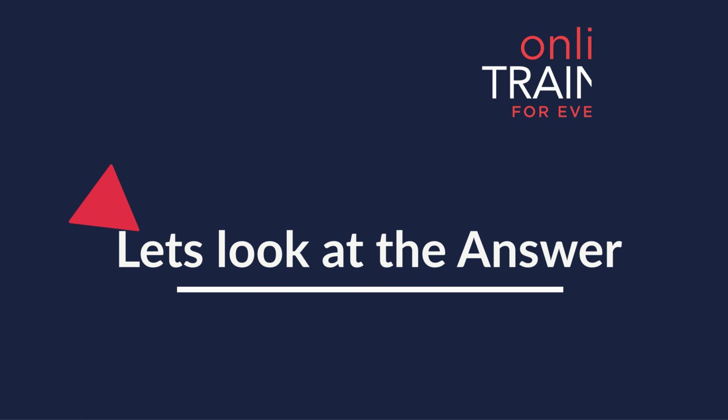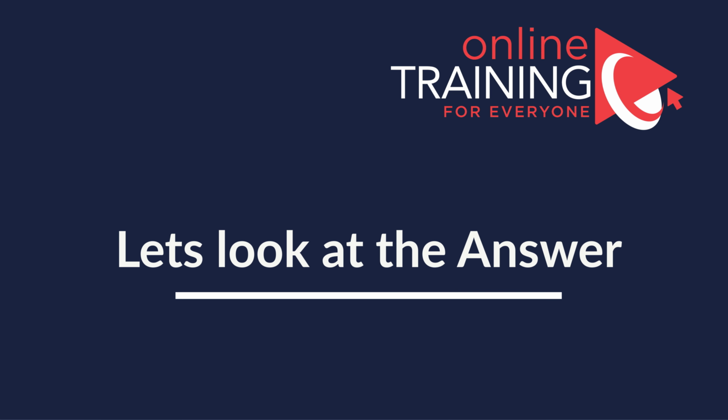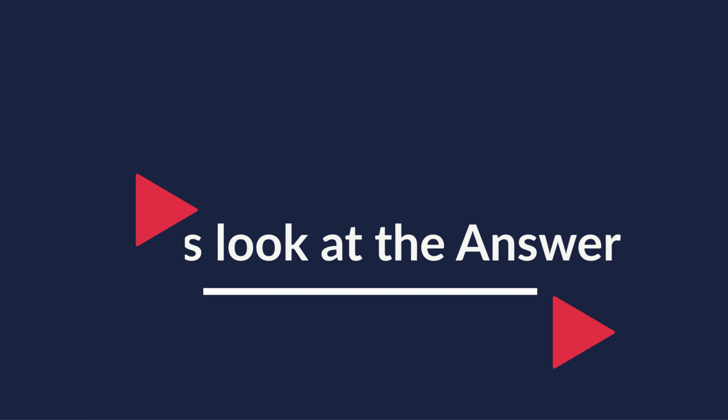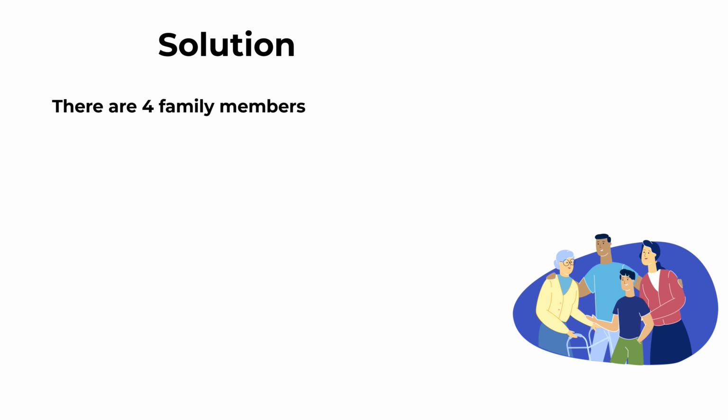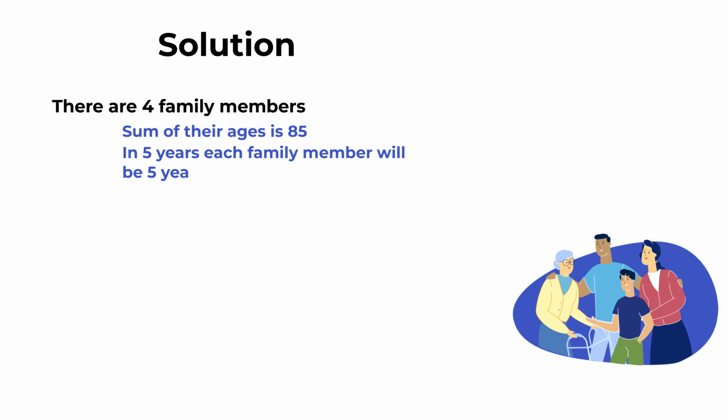What's interesting about this problem is that it is simpler than you think. So the key here is not to overthink the problem. There are 4 family members, and the sum of their ages is 85. And in 5 years, each family member will be 5 years older.